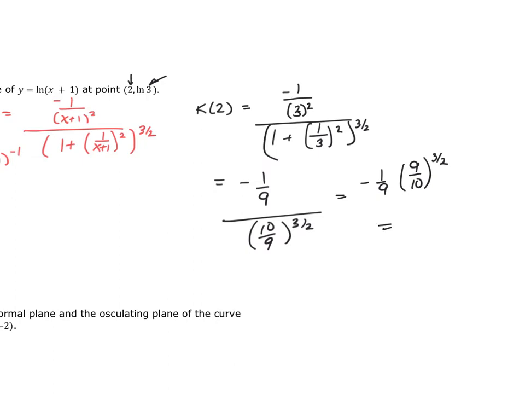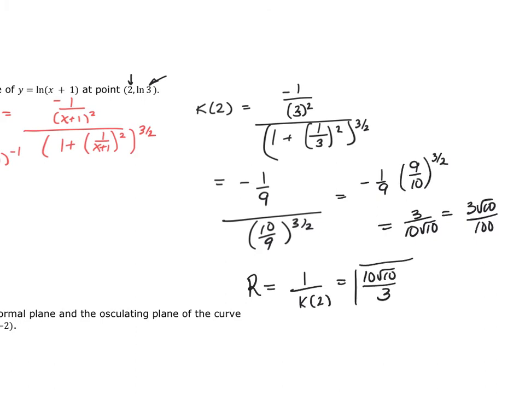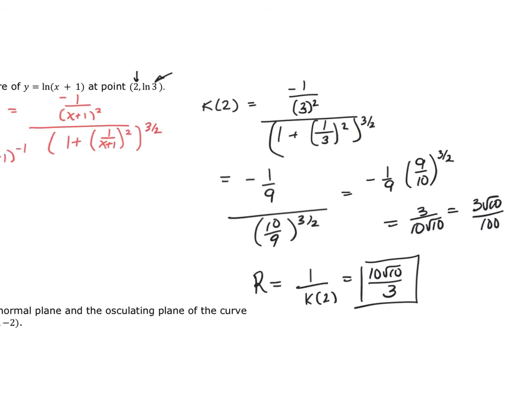So that gives me, let me see, 3 over the 10 root 10, which could be written, if we're inclined, as 3 root 10 over 100. I'm not sure if that really helped us anything. Radius of curvature is 1 over k evaluated at 2. And so I end up with 10 root 10 over 3. I'm going to leave it like that. So there's my final answer.